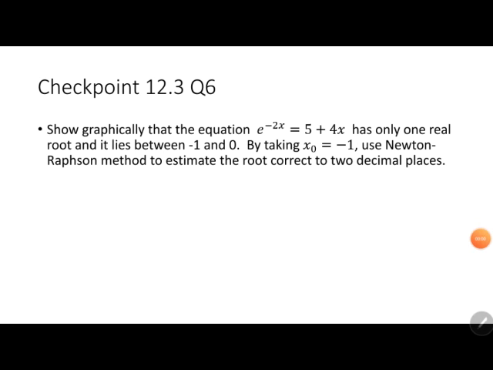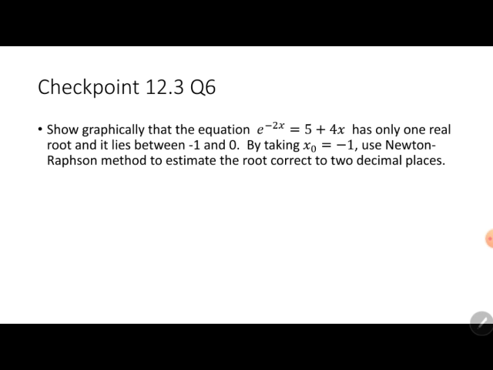Okay, good morning. Today's lesson is still on the Newton-Raphson method. I'm going to take question number 6 from checkpoint 12.3 from your textbook. You are to show graphically that the equation e to the minus 2x equals 5 plus 4x has only one real root and it lies between negative 1 and 0.